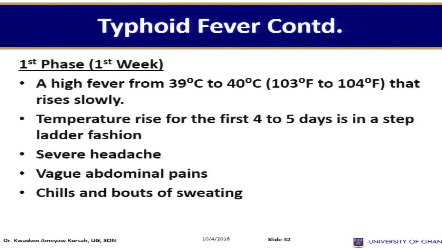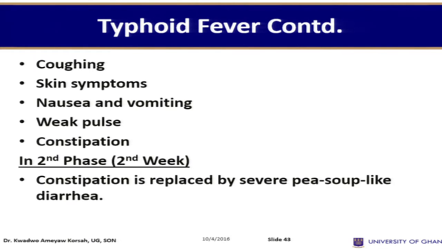We have the first week, which is the first phase. High fever is likely, temperature goes up, severe headaches, vague abdominal pain, and chills, and bouts of sweating. And this is where the patient thinks he has malaria and keeps moving from shop to shop to get paracetamol and other medications to treat the condition. We can also have a cough, and then skin symptoms, nausea and vomiting, weak pulse, and constipation.